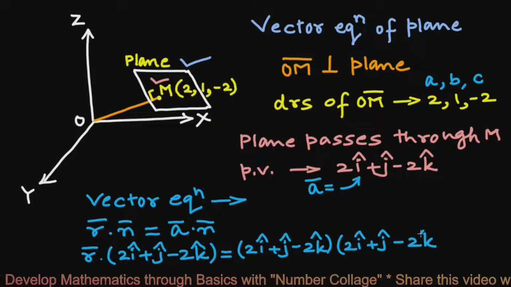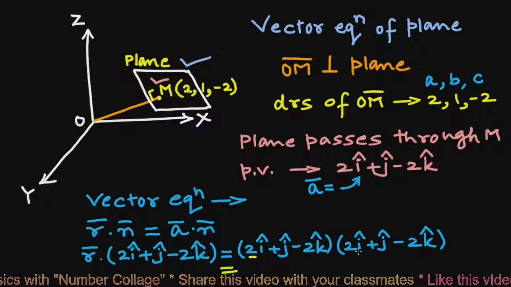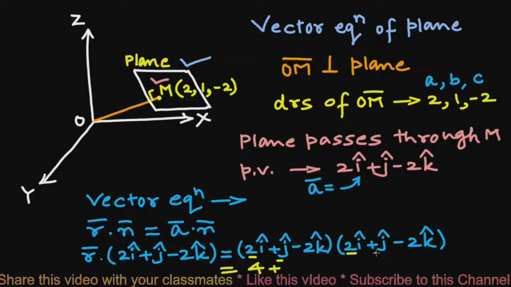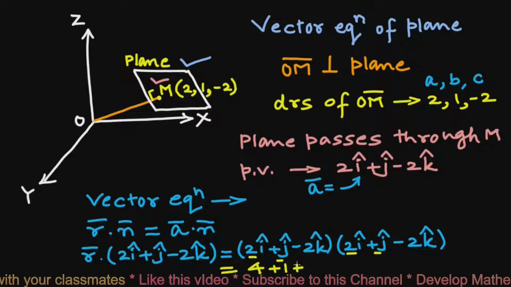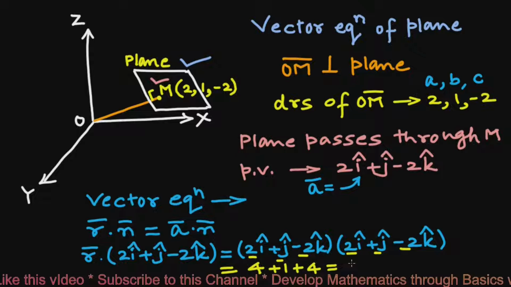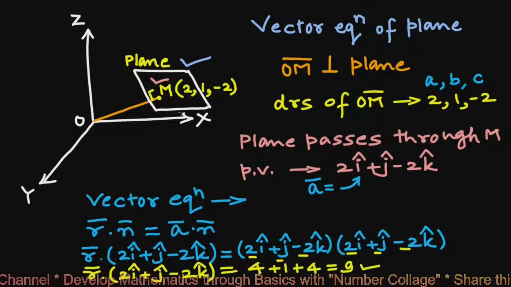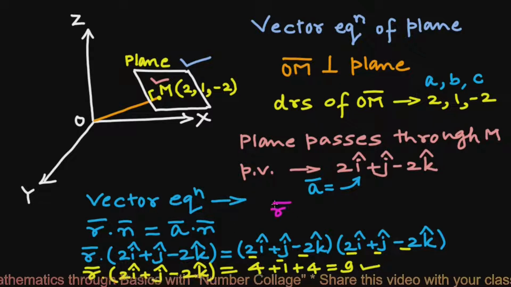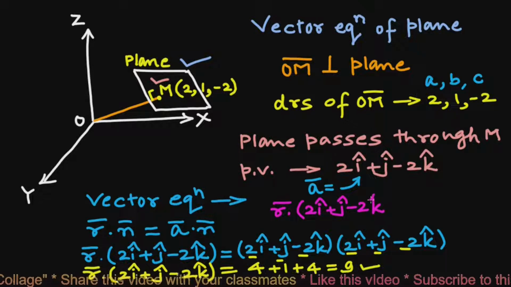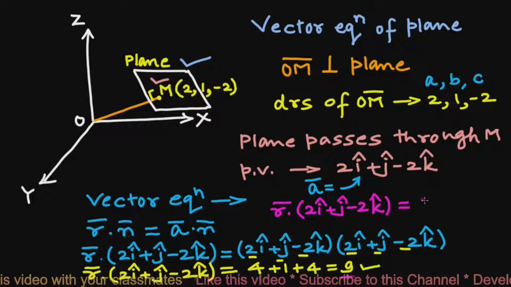minus 2 k cap. This will be 2 multiplied by 2, 4, plus 1 multiplied by 1, 1, plus minus 2 multiplied by minus 2, 4. That will be 9. So the vector equation of this plane will be r bar dot (2 i cap plus j cap minus 2 k cap) equals 9.